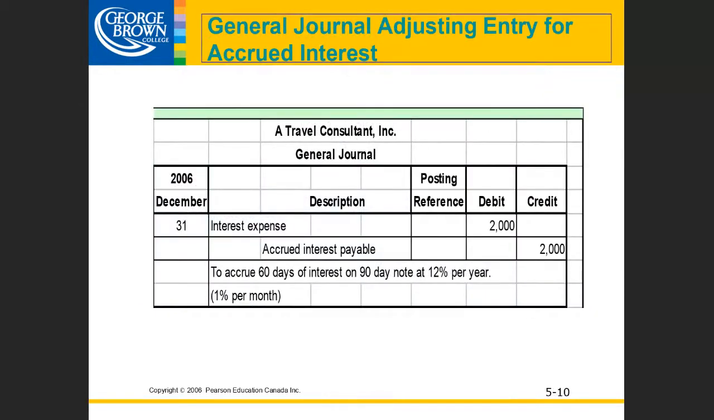So this is what the adjusting entry would look like. Again, we're debiting the interest expense by $2,000, and then we are crediting interest payable or accrued interest payable. You can use either, by $2,000. The description of the adjustment would be to accrue 60 days worth of interest on a 90-day note at 12% per year, or the effective monthly rate of 1%. But again, you don't have to know the effective rate just yet.